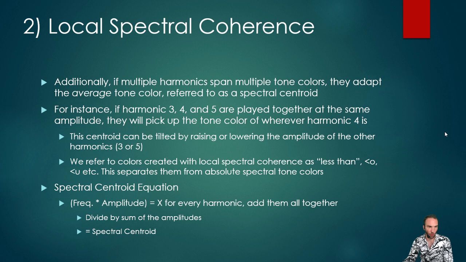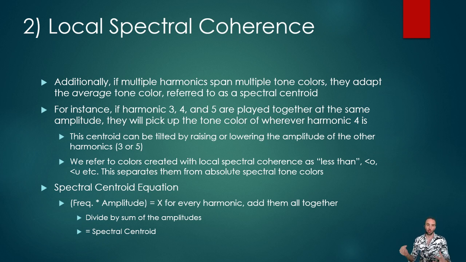Next is local spectral coherence. So this is, I write, if multiple harmonics span multiple tone colors, they adapt the average tone color, referred to as the spectral centroid. So basically think if you have harmonic 3, 4, and 5. If you play them all together at the same time at the same intensity, harmonic 4 is going to be the mean in the middle, right? So we're going to hear harmonic 4 as the dominant spectral tone color of what's happening right there. That's the spectral centroid. It's the center of what we hear.